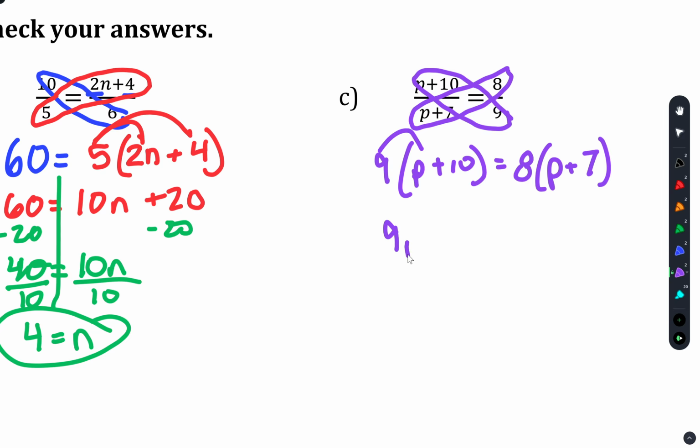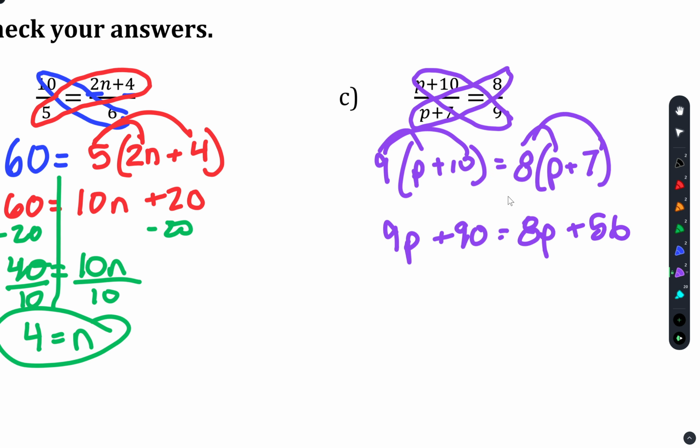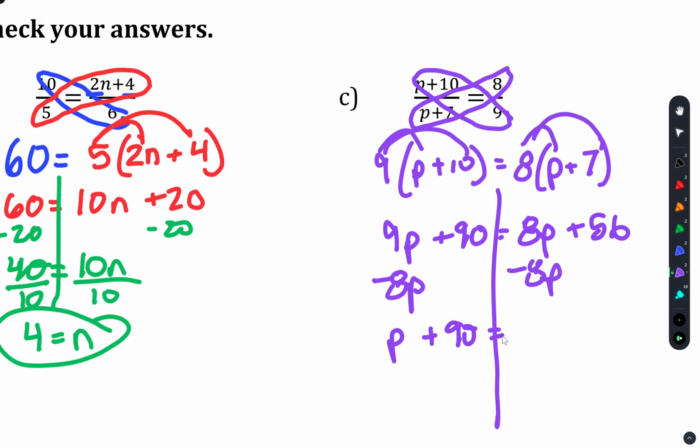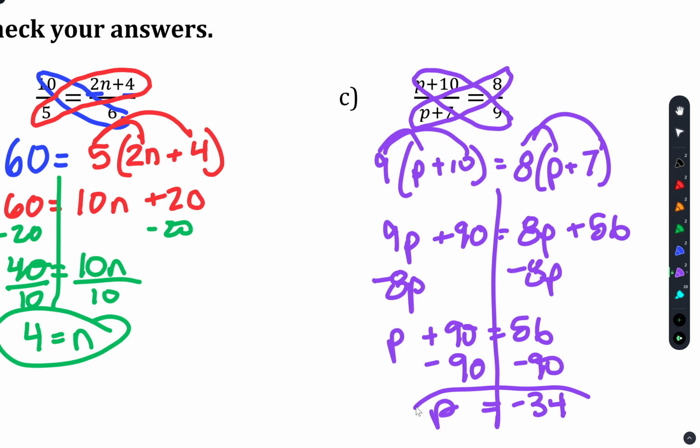9 times p is 9p. 9 times 10 is 90. 8 times p is 8p. 8 times 7 is 56. And now in order of inverse operations, I can subtract 8p to get my p's on the same side. That leaves me with just a p plus 90 equals 56. And I can finish it off by subtracting 90 from both sides to get that p equals negative 34.